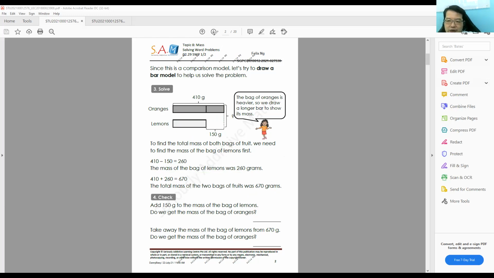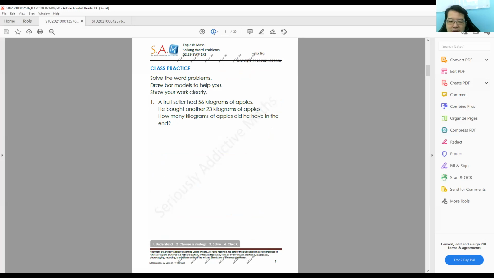Okay, if everything is clear, let's do the first one, and I will take you through it right before I get you all to do some practice on your own. Okay, so let's do this. Let's turn to page 3. Let's study the question first. A fruit seller had 56 kilograms of apples. He bought another 23 kilograms of apples. How many kilograms of apples did he have in the end?